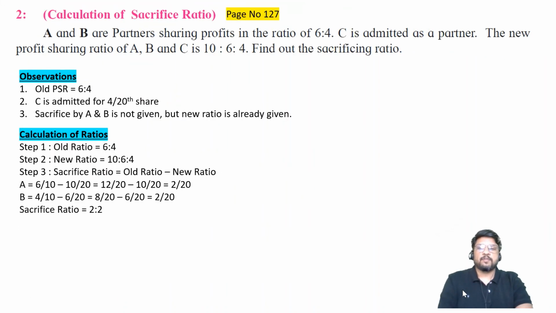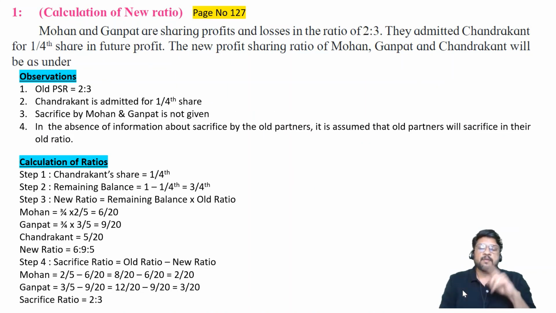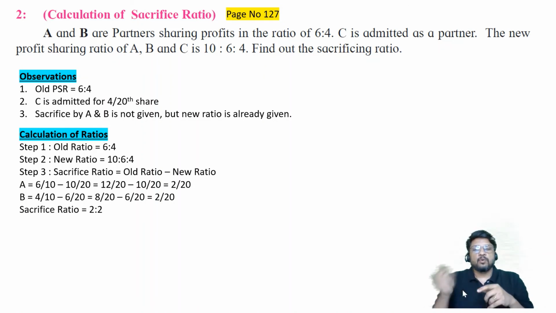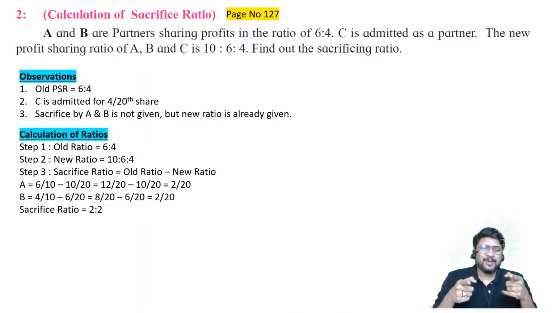So these are the four different cases. First one, old ratio is given, new partner share is given, and nothing is mentioned about sacrifice. Then we assume that old ratio and sacrifice ratio must be same. Second one, old ratio is given and new ratio is given. Easiest situation. Pray for it that it should come in examination. Sacrifice ratio is very easy to calculate. New ratio need not be calculated.